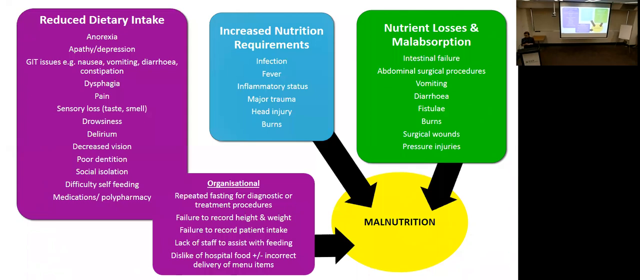We also need to remember there are potential organisational issues that cause patients to not be able to consume as much as they normally would: repeated fasting for diagnostic tests, failure to record regular weights because we're not able to see a progression and a change in that, not having the resources to assist patients with feeding, and so on.